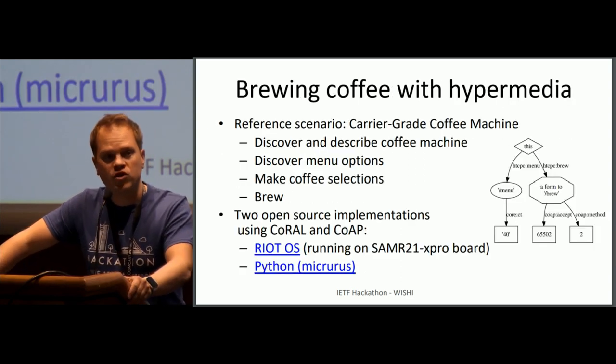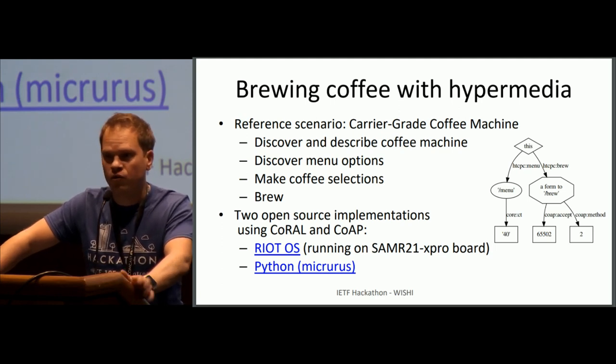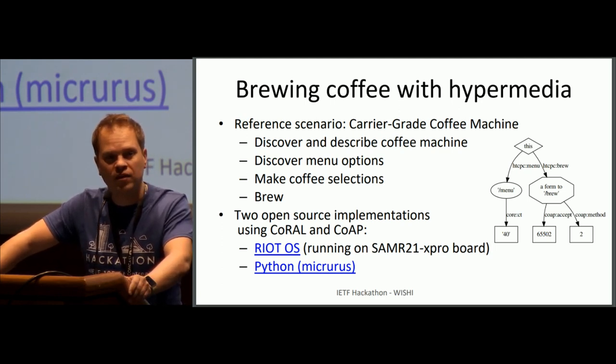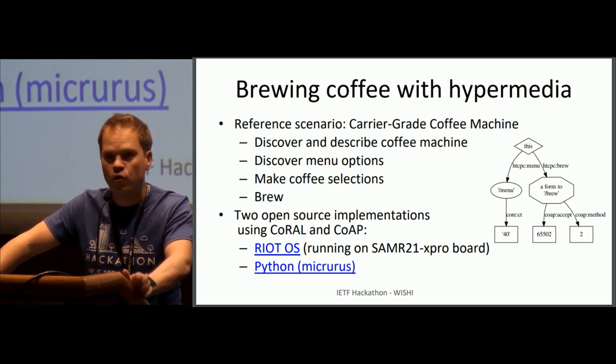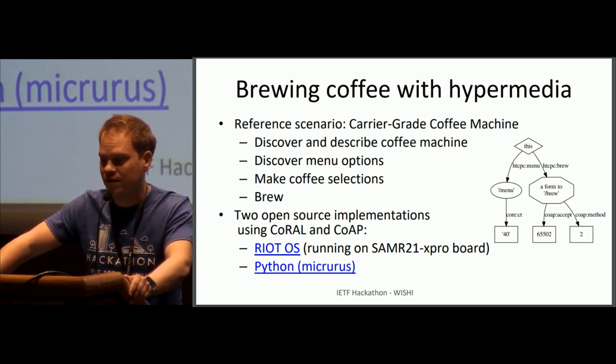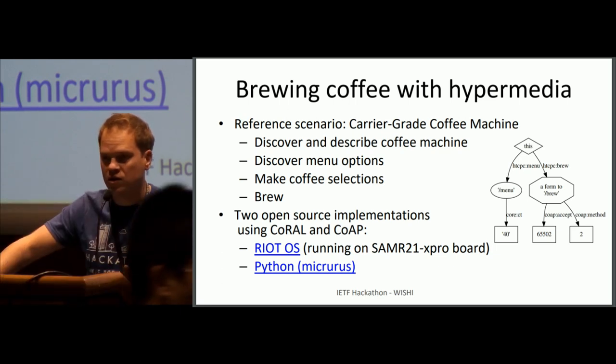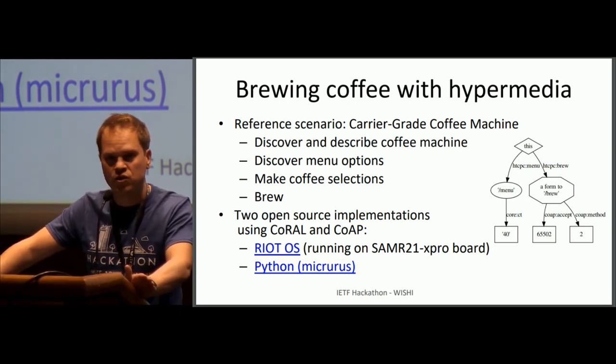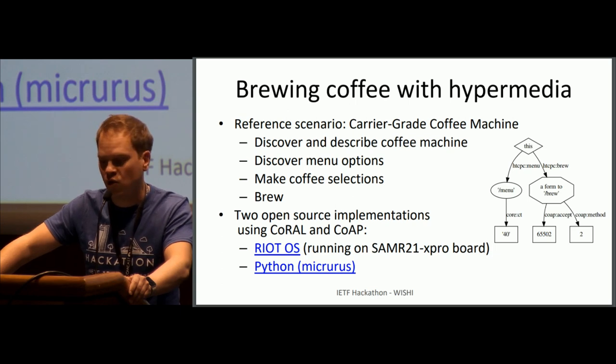And the other big one was this brewing coffee with hypermedia. So of course, from the days of hypertext coffee pot control protocol times, we've been wanting to do this. Now we have modern tools and protocols for this purpose. So you have a carrier-grade coffee machine reference scenario, also known as Karsten's coffee machine. You can discover and describe your coffee machine, discover menu options, make coffee selections, and finally get some coffee brewed.